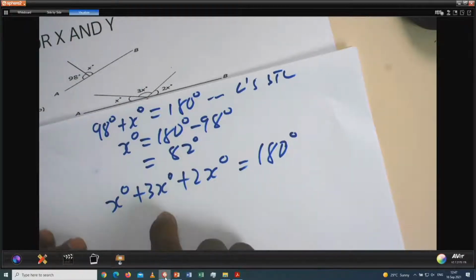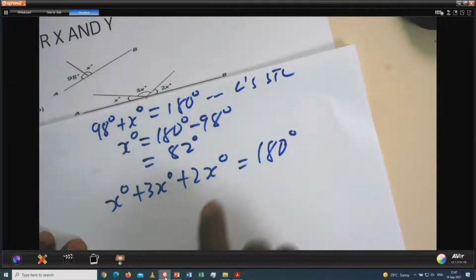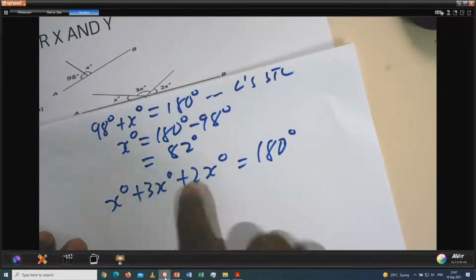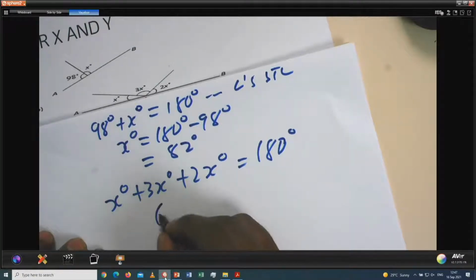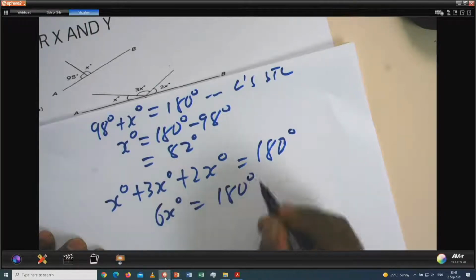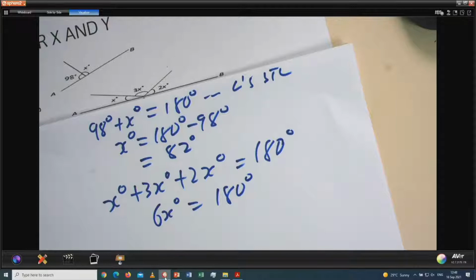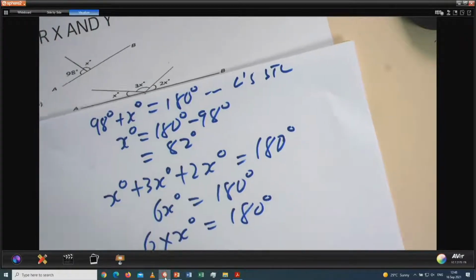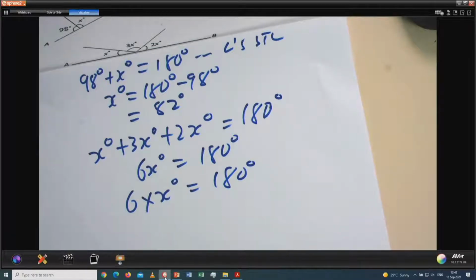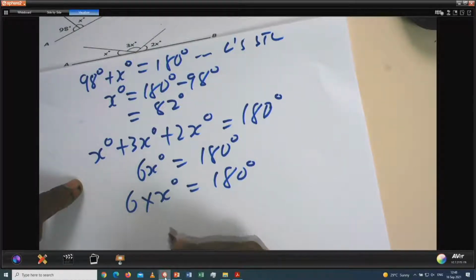In this particular case, your like terms. Like terms: 1 apple, 3 apples, and 2 apples. 1 banana, 3 bananas, 2 bananas. All of them is 6x degrees, which is equal to 180 degrees. Now we want to know what you are going to multiply x with to get 180 degrees. What would x be? Then you'll be multiplying both sides because we want x. We are interested in x, nothing else.